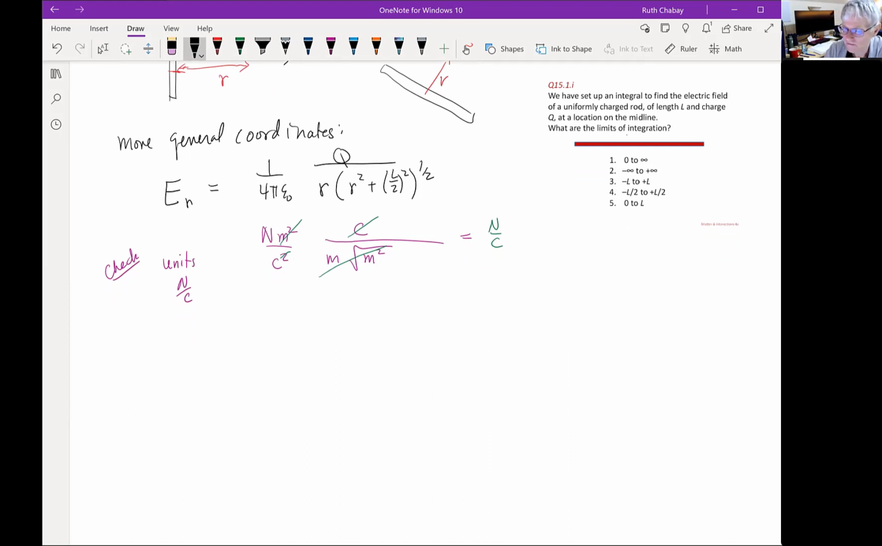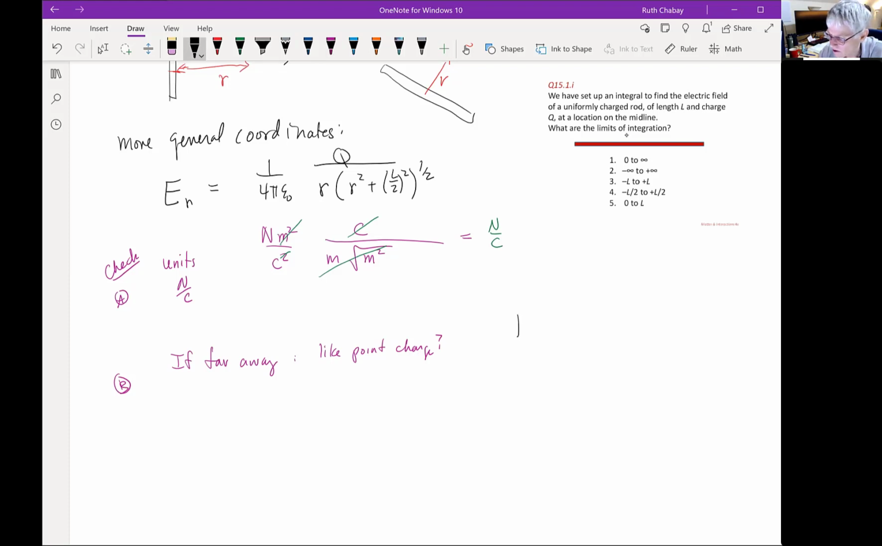Now, another check is a physical check. If you're far away, so here's our rod, it's 2 meters long or whatever, but now you walk across the street and across a football field and whatnot until the rod looks really, really small. In fact, to you, the rod looks like a point charge. So does it kind of come out to look like a point charge? Well, let's see if we can figure that out.